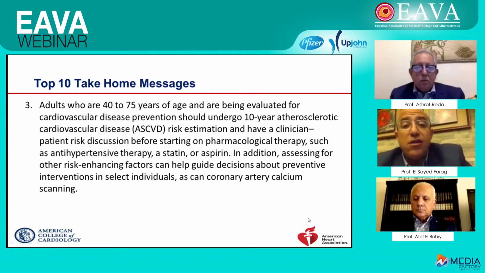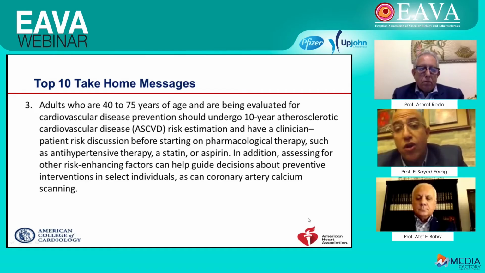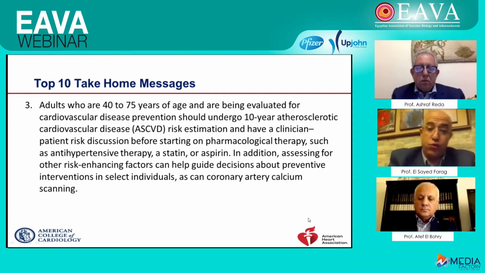Number three, adults who are 40 to 75 years of age and being evaluated for cardiovascular disease prevention should pass through a score chart. In addition, we have to add the risk enhancing factors, especially for those patients who are low or moderate risk. Sometimes those patients are missed in clinical practice. So we have to use the new imaging modalities like coronary calcium scanning to uncover those patients, especially those above 40 years of age.